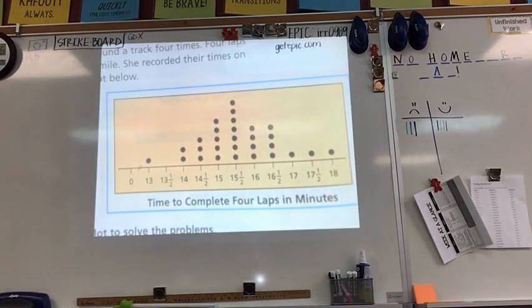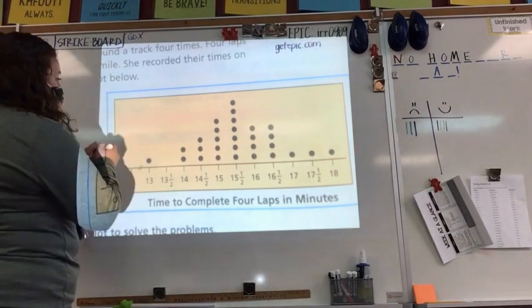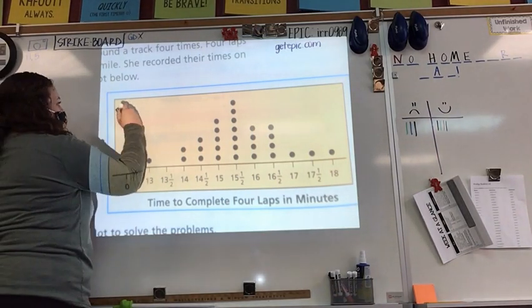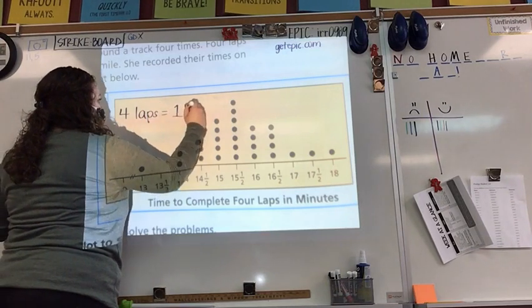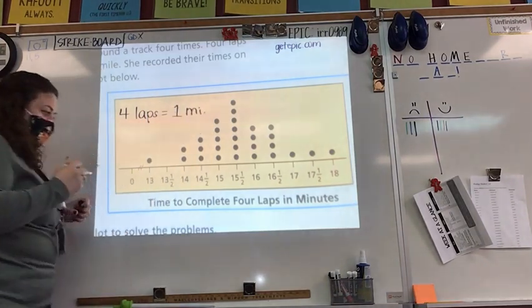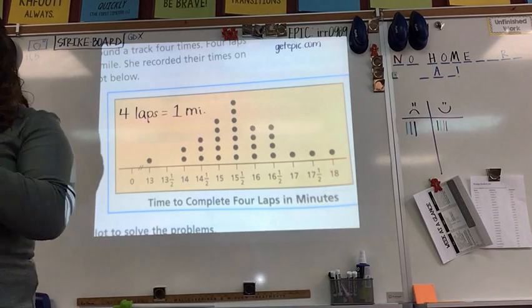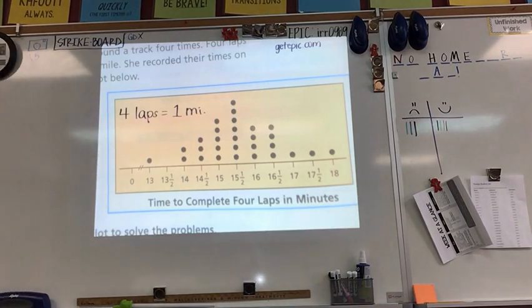4 laps equal 1 mile. Okay, so instead of keeping those words up, I'm just going to remind you guys here. 4 laps equals 1 mile. So keep that in mind as you hear these questions. I got 6 more challenge questions. So sit up. Show me that you're ready to learn. You never know if the randomizer's going to choose you. There's 6 more people that can get chosen. And sometimes it repeats.